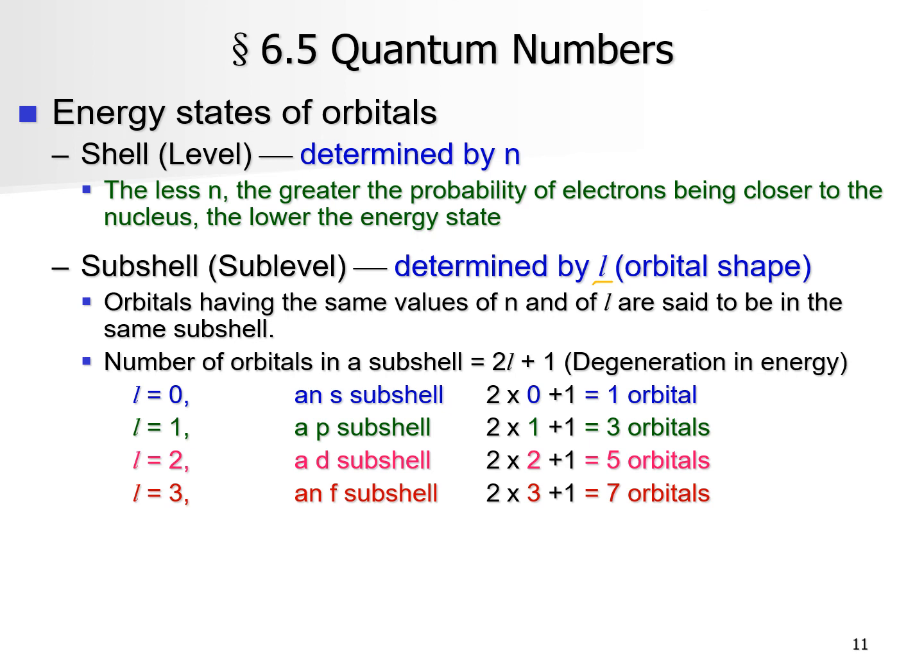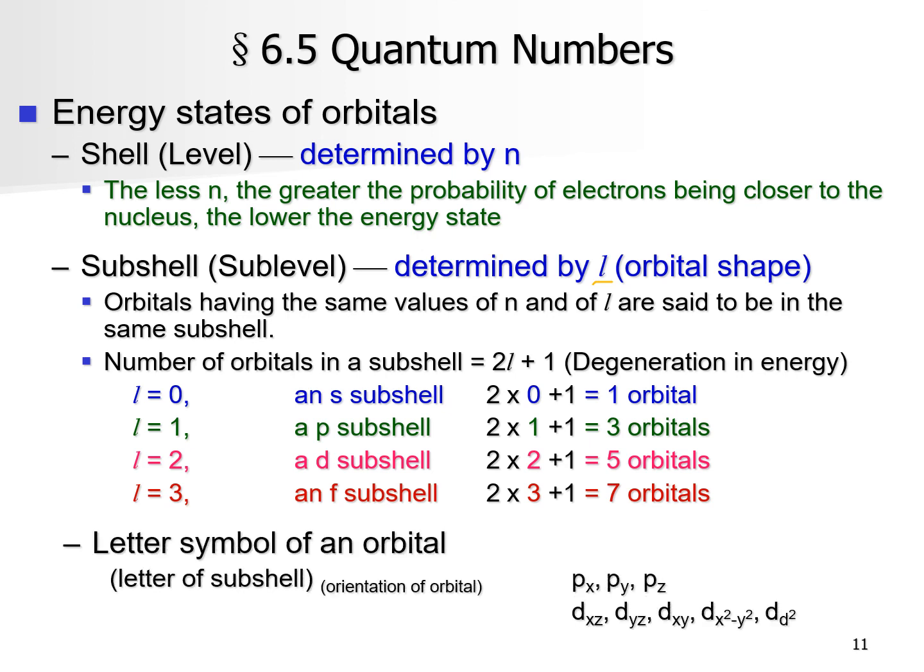And when L equals 1, we talk about a P subshell. There are going to be 3 orbitals. All 3 orbitals have the same energy. And the D subshell will have 5 orbitals. And the F subshell, 2 times 3 plus 1, so that's 7 orbitals. You may have heard about Px, Py, and Pz. These are the 3 atomic orbitals for the P subshell. Those subscripts x, y, and z are the spatial orientation where we can locate those orbitals.